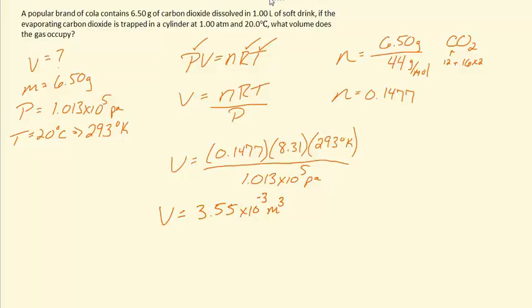However, since we're given it in liters, we know that for 1 meter cubed, there are 1,000 liters. So our volume, after it's converted into liters, will be equivalent to 3.55 liters.